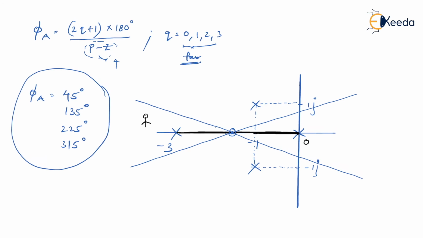I hope you understood these angles. Let me show you once again. The first angle is 45 degree. The second angle is 135 degree. The third angle is 225 degree. And the last angle, that is nothing but this angle, it is 315 degree. I hope you understood that.